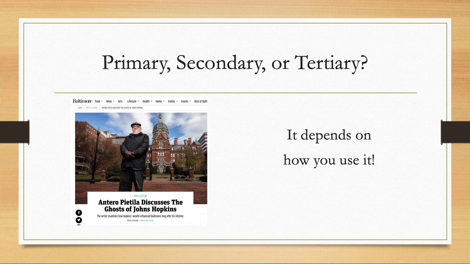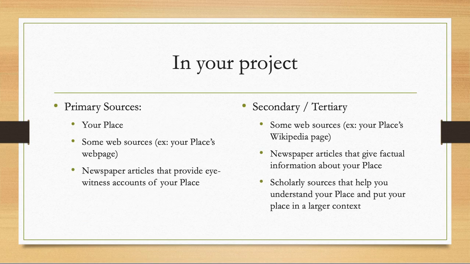The point is this: primary, secondary, tertiary is a tool for thinking critically about evidence. How close are your sources to the event or the topic you're studying? Are you doing original research or depending on others' interpretations? Do you want to get an overview or really get into the nitty-gritty? In your project, you'll be combining primary sources with secondary or tertiary sources. Your place is a primary source. It's the thing that you're studying. It's the thing you're trying to understand.